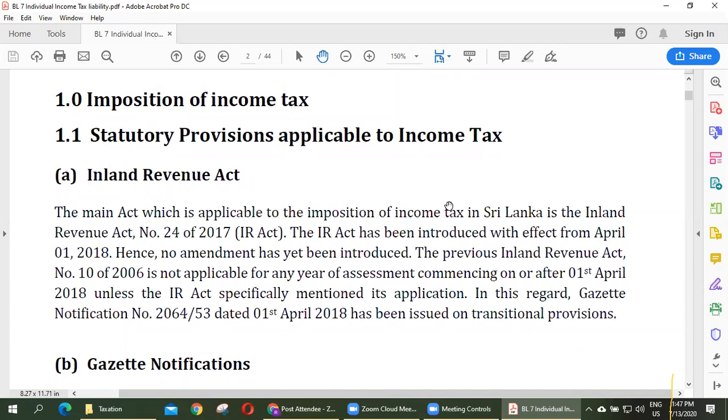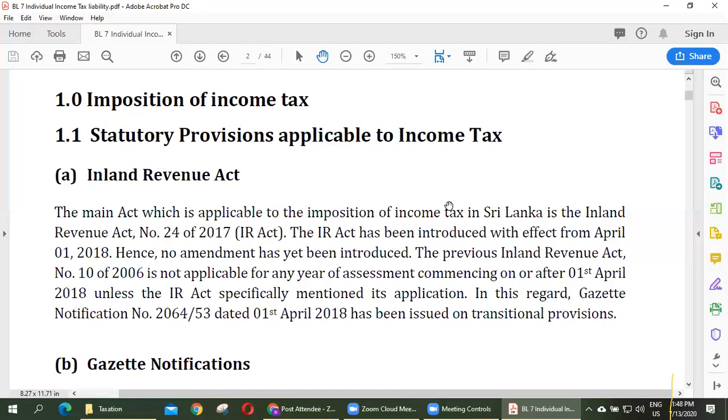So to have a full understanding of taxation, understanding the basic idea is very important, right? It's the legal or statutory provisions applicable to income tax. So the Inland Revenue Act, right? The most important thing is the Inland Revenue Act. For each and every legal provision, there should be an act behind that.